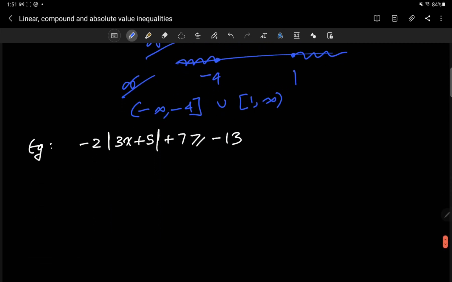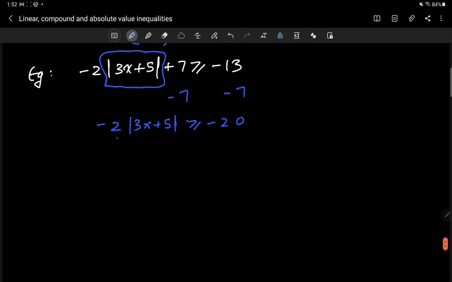Let's look at a slightly more complicated example. Now here, to be careful, the absolute value term is this and not all of it. So in order to simplify it as a compound inequality, I first have to isolate that part, meaning I first subtract 7, and now I divide by -2, keeping in mind that division by negative numbers flips the sign.